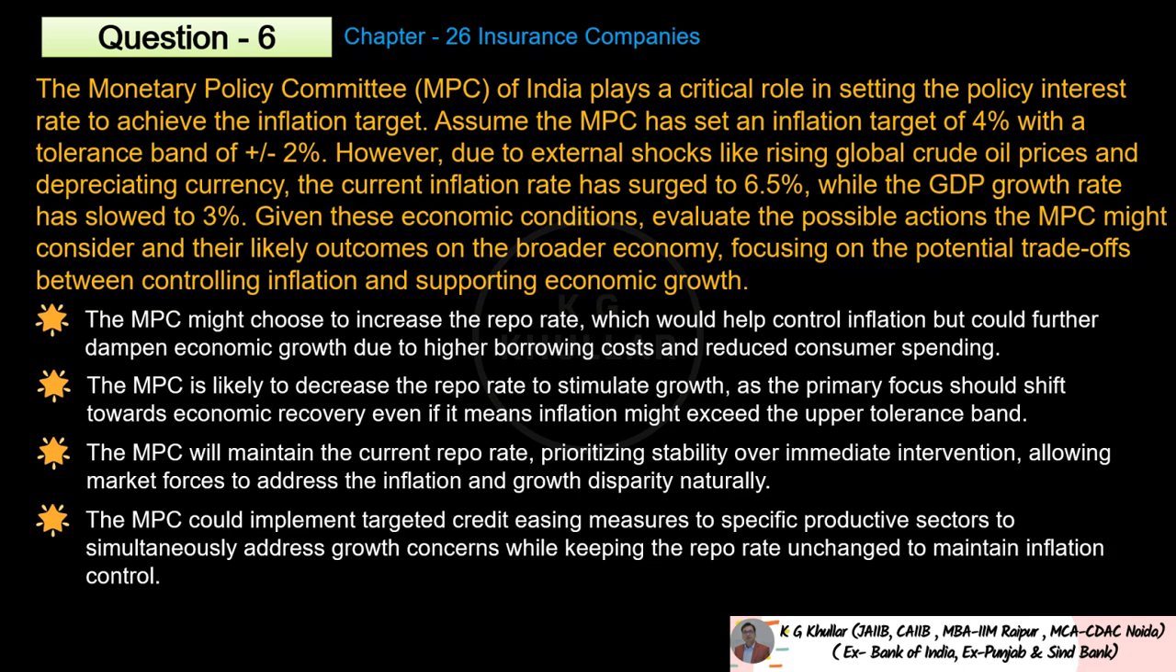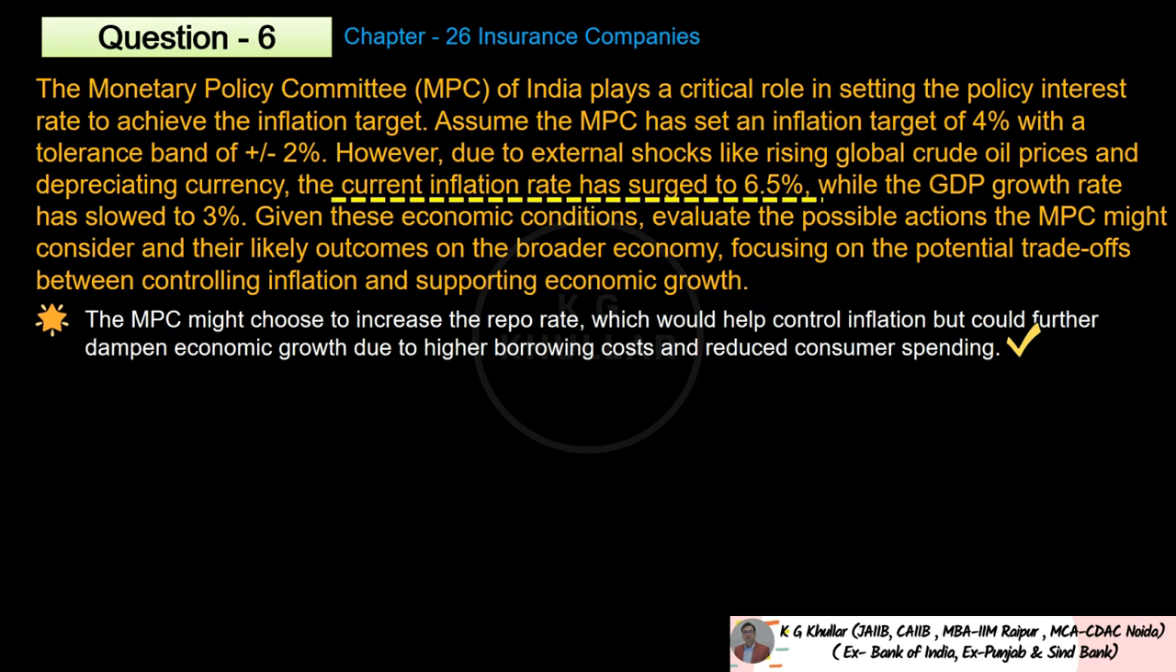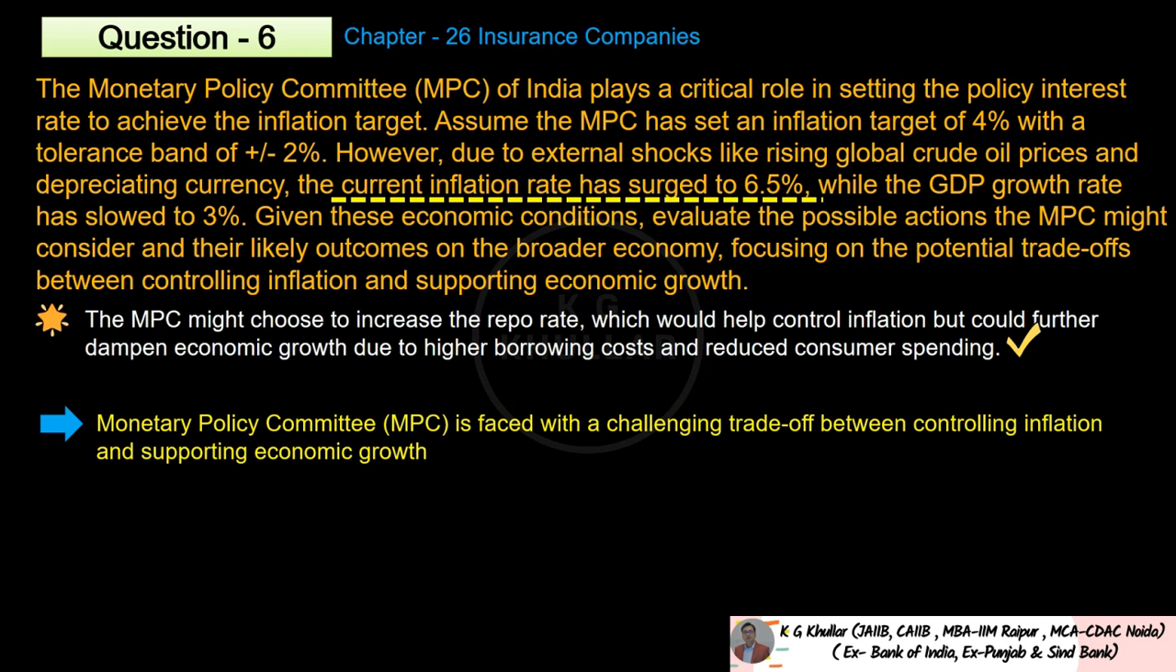Now friends, the correct option for the given question is option A. Now in the question, we are given the scenario where inflation has surged to 6.5% due to external factors like rising global crude prices and a depreciating currency. And the Monetary Policy Committee, that is MPC, is faced with the challenging trade-off between controlling inflation and supporting economic growth. Now, as given in the question, the MPC's primary mandate is to maintain price stability within the targeted range of 4% with a tolerance band of plus minus 2%. So with inflation exceeding the upper limit of this range, the MPC is most likely to prioritize controlling inflation over stimulating economic growth.